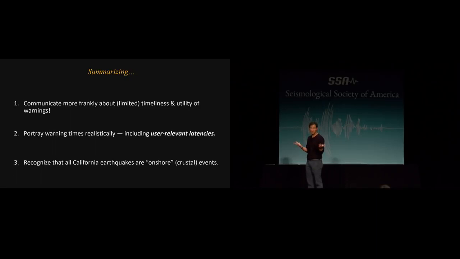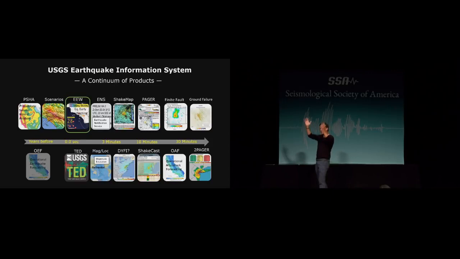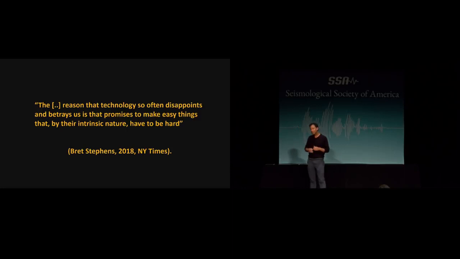So one thing we can do is take early warning off this pedestal of doing all things and put it in the context of all the other great things that we do in terms of mitigating and responding to earthquakes. And so we can have a complete package of earthquake information rather than just warning. And as I quote Bret Stephens from the New York Times, the reason that technology often disappoints and betrays us is it promises to do things that by their very intrinsic nature have to be hard. Thank you.